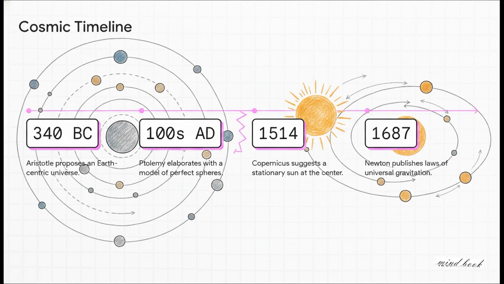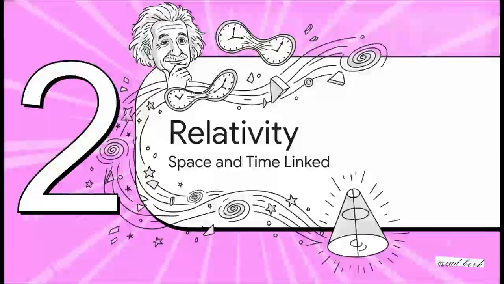But the real death blow to that old Earth-centric view came in 1687, when Sir Isaac Newton published his laws of universal gravitation. Suddenly, we weren't looking at these mystical, perfect circles anymore. We were looking at a dynamic, gravity-bound system of elliptical orbits where literally every body in the universe attracts every other body. Moving right along to Section 2, relativistic space and time.